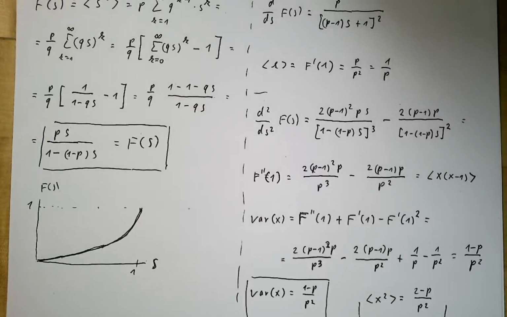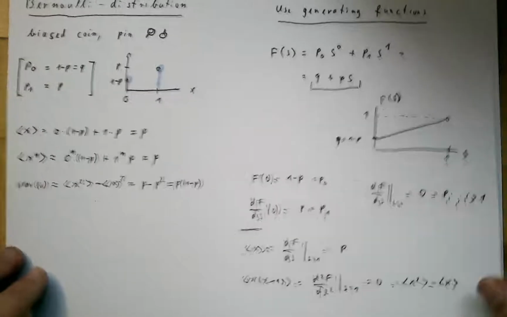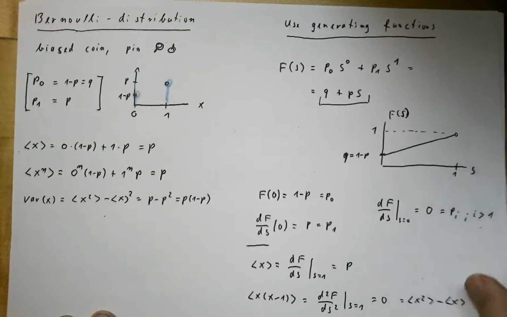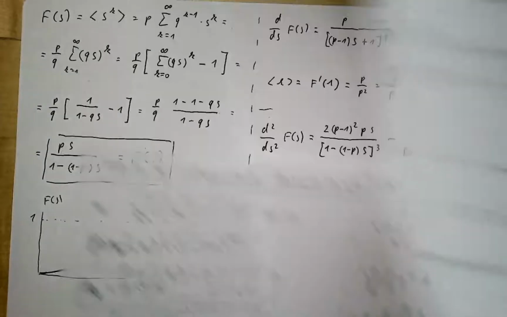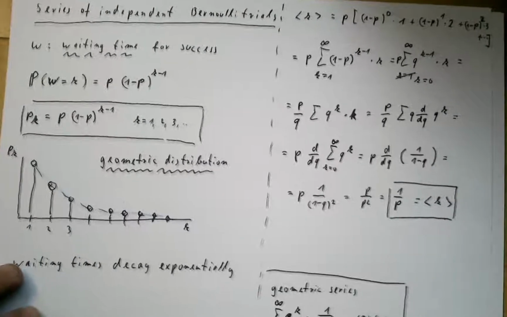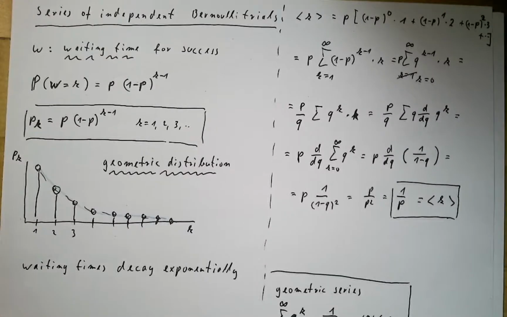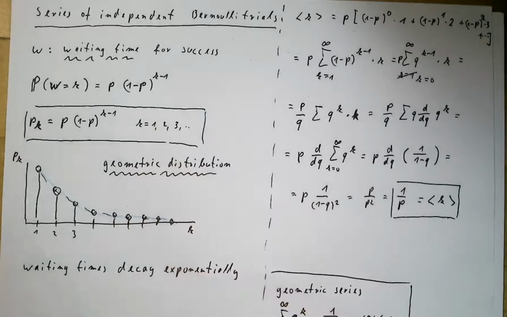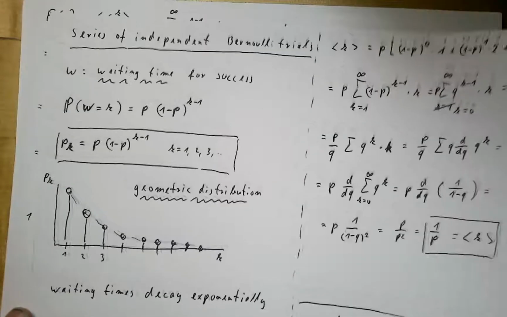So what next? I want to show you another interesting distribution which is related to Bernoulli. We had this very simple thing, the Bernoulli distribution, just the throw of a biased coin. Then we looked for the waiting time. We had a sequence of Bernoulli trials, and we asked how long we need to wait to have a certain outcome. Then we ended up with the geometric distribution.